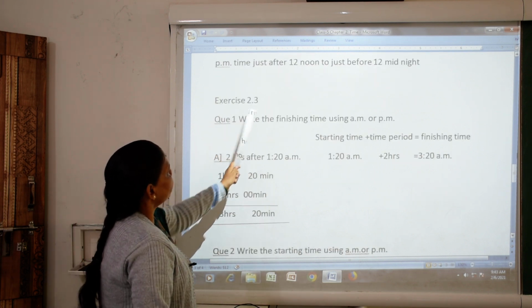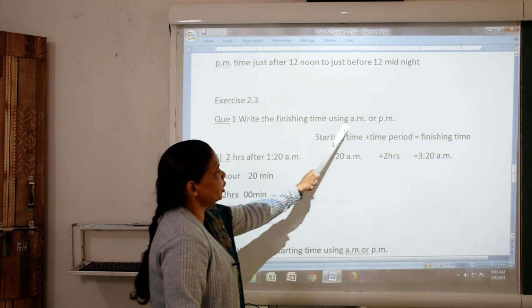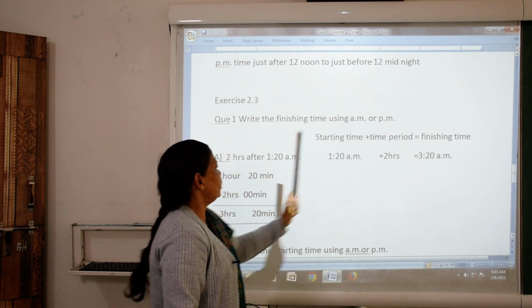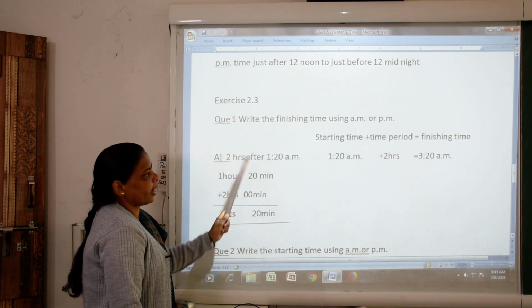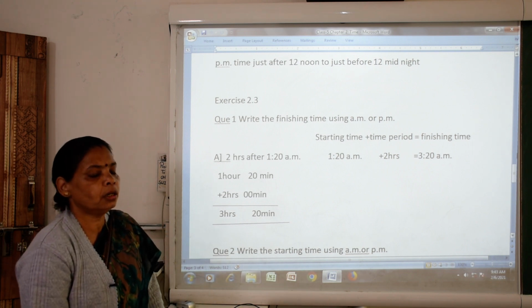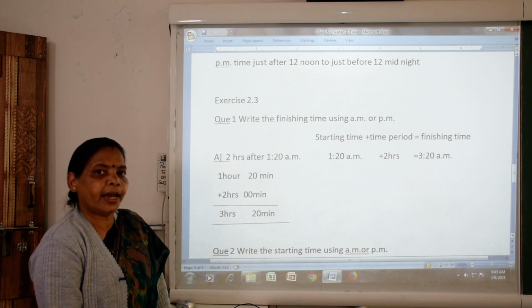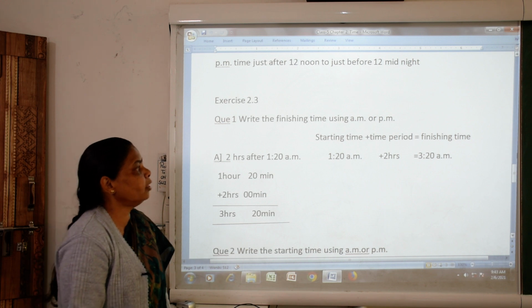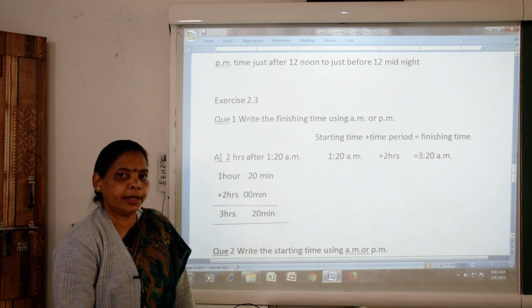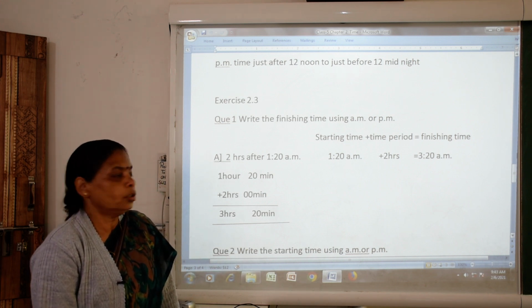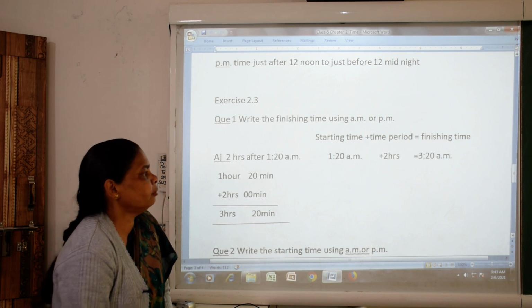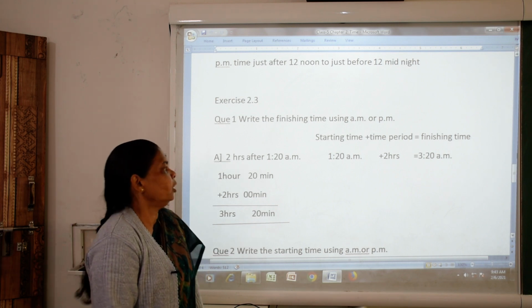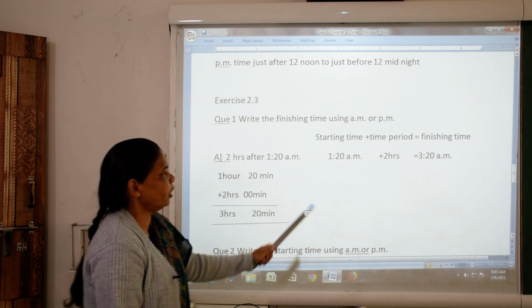Exercise 2.3, write the finishing time using AM or PM. So here, children, finishing time. You all know, if you start any work at 8 o'clock, and you complete that work at 10 o'clock, how much time have you taken to complete your work? Here the finishing time is 10.